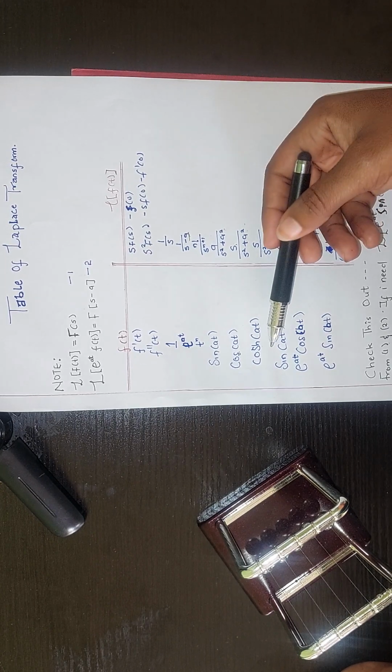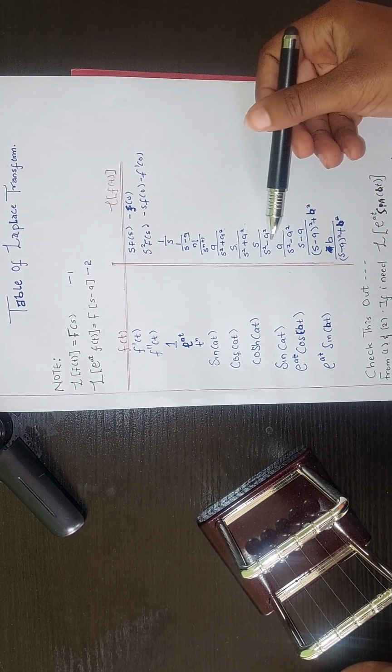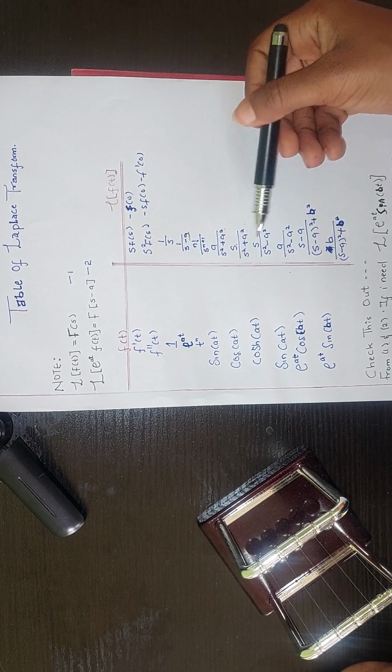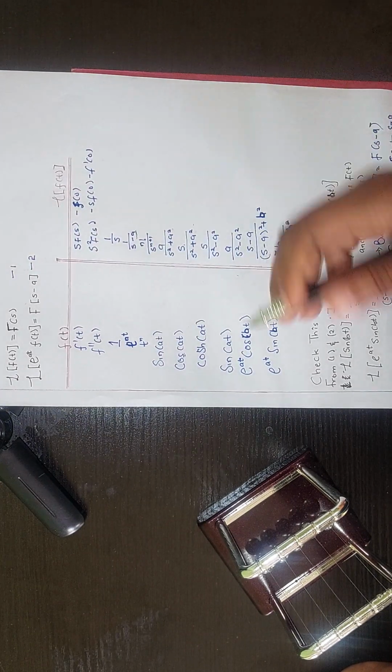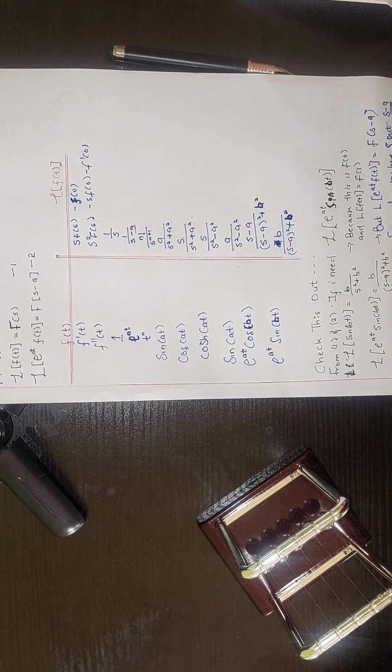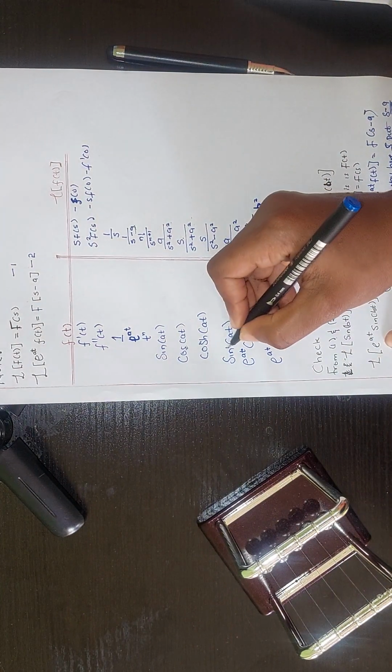Now if it is hyperbolic cos, all you just need to know is the sign will change. Instead of the plus that you have here, you'll be having minus. Similarly for hyperbolic sine. Sorry, this should be hyperbolic sine.